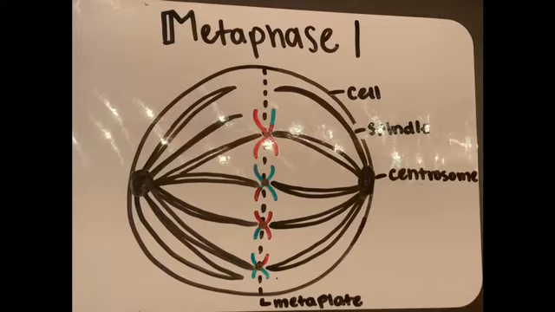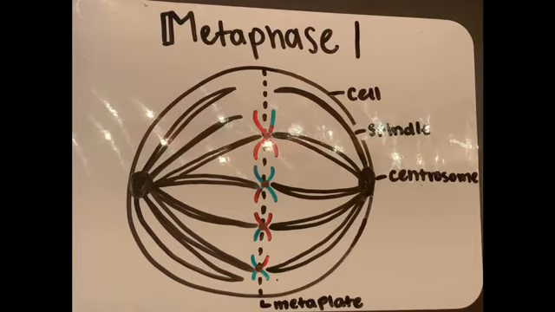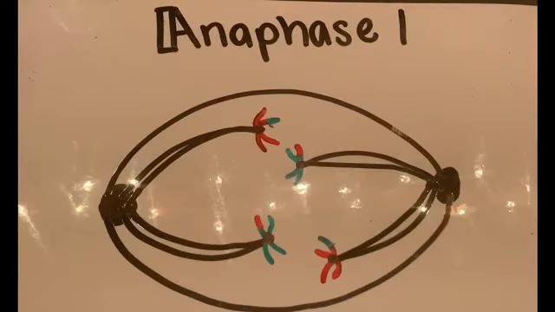The next step of meiosis is metaphase, metaphase 1 to be exact. This is where the nuclear membrane is broken down, and then the chromosomes align in the middle of the cell. The middle of the cell is called the metaphase plate. And then the centrosomes continue to form, and they create the spindle apparatus, which then connects to the centromere of the chromosomes.